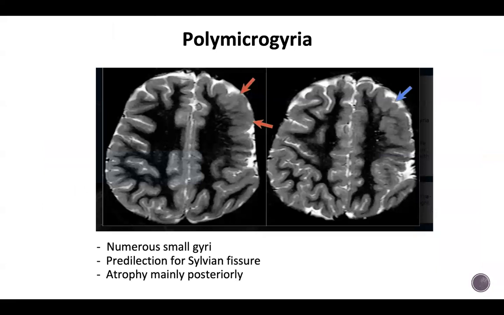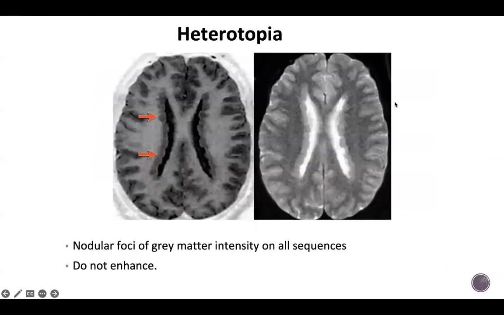Polymicrogyria is another condition. In accordance with the name, there are numerous small gyri. It has a high predilection for the region of the sylvian fissures, and there's atrophy mainly in the posterior aspect. As you can see here, there is an asymmetry between the two cerebral hemispheres due to small multiple gyri on the left side, represented by these red and blue arrows.